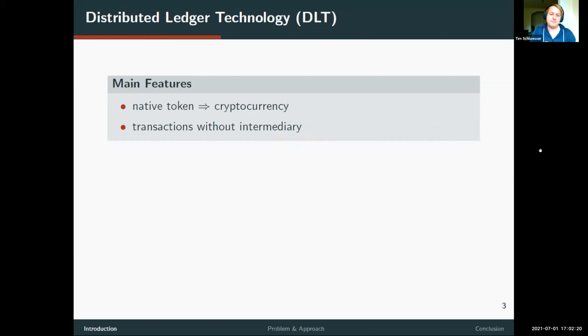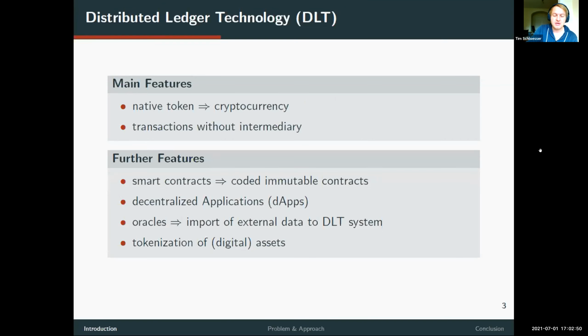All of them have some main features which come along with them. Usually people consider DLT as a cryptocurrency, because that's one of the features everybody knows. They all come along with a native token, which is considered a cryptocurrency. And when we talk about public permissionless ledgers like Bitcoin, you can have transactions without any intermediary. But on top of these main features, some protocols allow for other things.